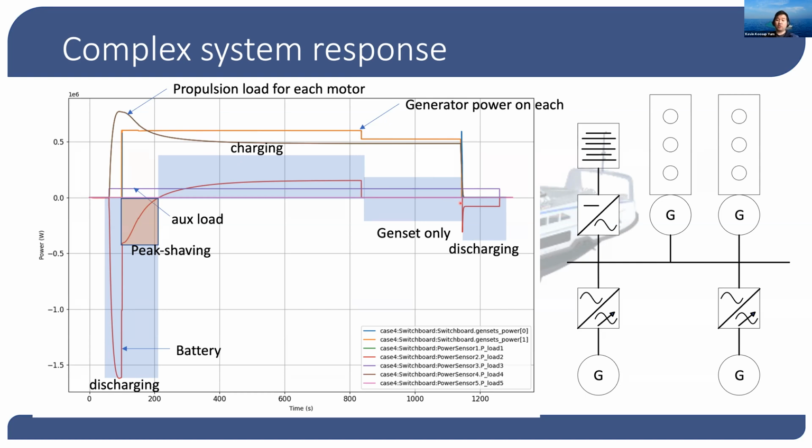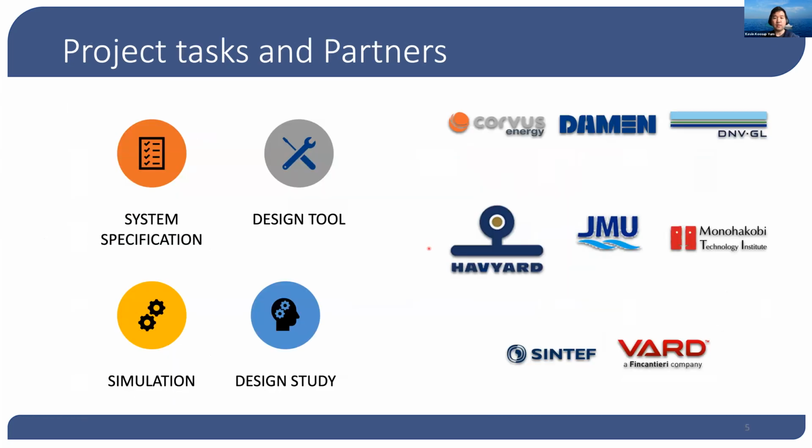There are lots of things happening in this short transit of this hybrid ferry. And it will be very difficult to tell whether this type of operation will really save fuel and reduce emissions at reasonable capital costs without running this dynamic simulation. So the system simulation is necessary even at this early stage.